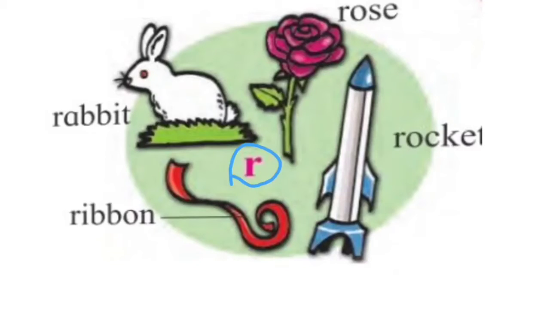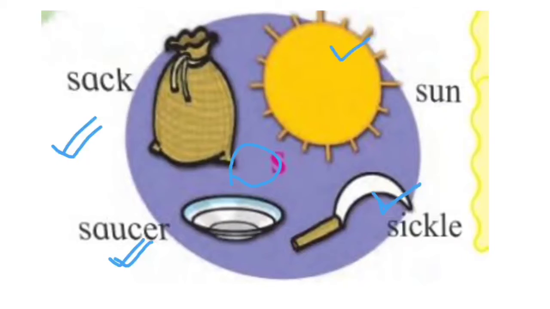R. R. R. Rose. R. Rose. R. Rocket. R. Rocket. R. Ribbon. R. Ribbon. R. Rabbit. R. Rabbit. Understood? Very good. See the next letter.